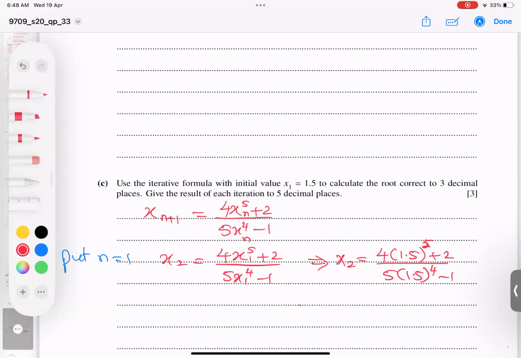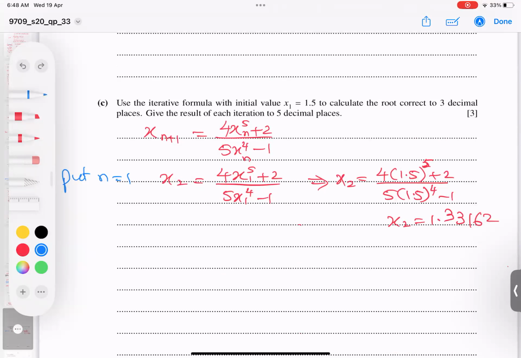The answer is coming as 1.3316. 1, not 1, 2, because he said that 5 decimal places we need. Okay, the final answer is 3 decimal places for sure, but each answer now is done. First I plugged in n equals 1, now I'm plugging in 2. When I plug in 2 here, 2 plus 1 gives you 3.